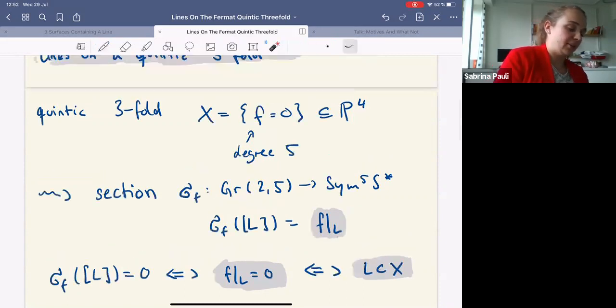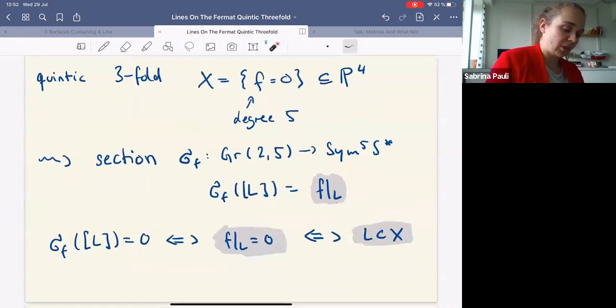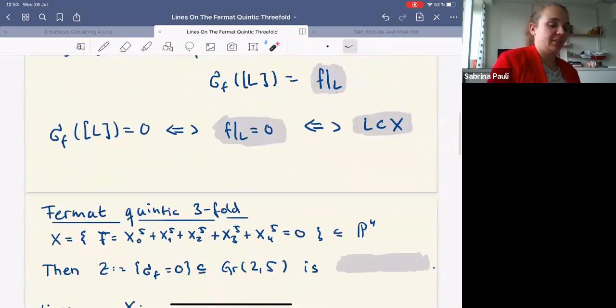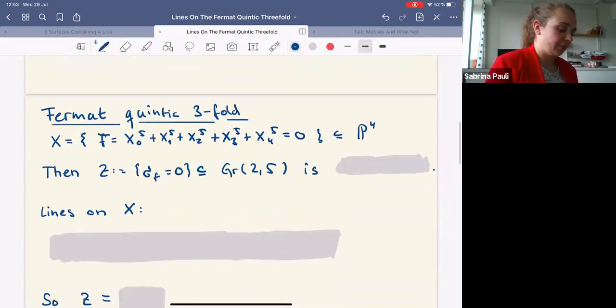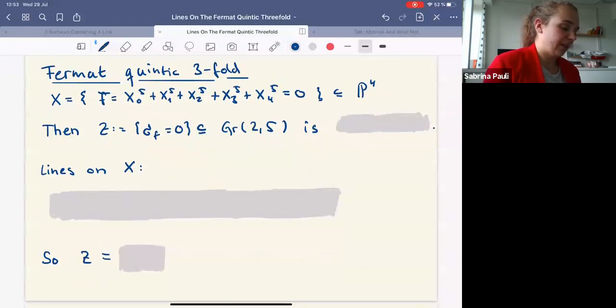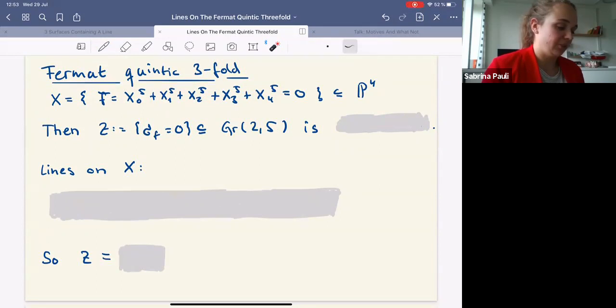So this is why this Euler number here actually counts lines on the quintic threefold. Okay, and now I wanted to compute this and find a really nice quintic threefold where I know all the lines, and I compute these local contributions, but I kind of failed doing this. It was really complicated. It doesn't sound so complicated, but the nicest quintic threefold I could find was the so-called Fermat quintic threefold, defined by this Fermat equation here. So x0 to the 5 plus x1 to the 5 plus x2 to the 5 plus x3 to the 5 plus x4 to the 5 is equal to 0.